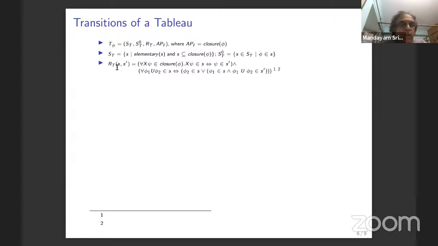So the transition relation is defined like this. First, for every subformula in the closure of the form X psi, with the next state operator, if X psi is in S, then the next state, its successor, should have psi in it, correct? That is because that is the temporal semantics of X.